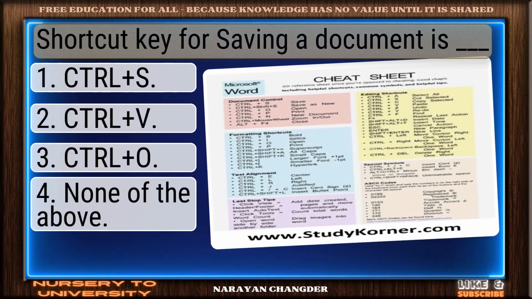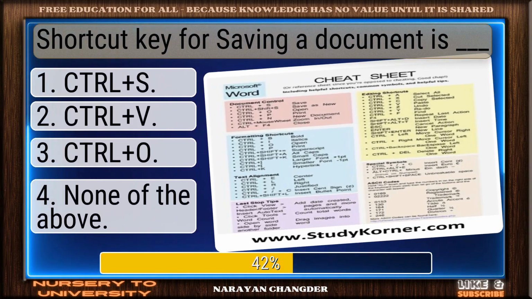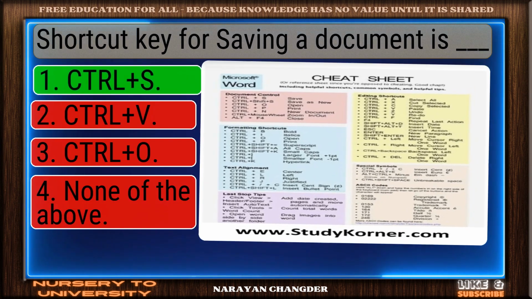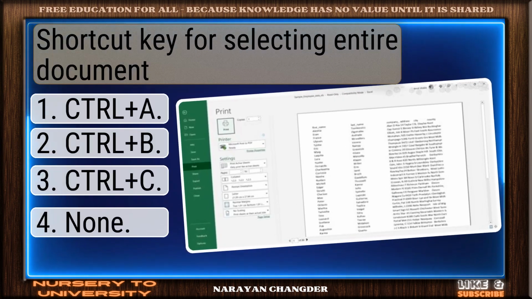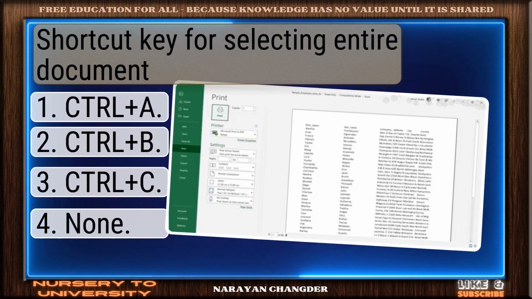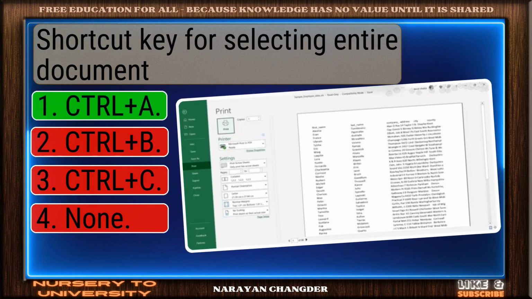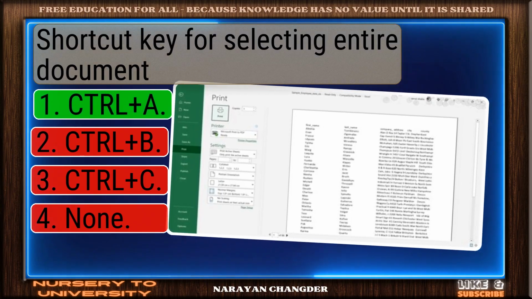Shortcut key for saving a document is Dash. Right again. Ctrl plus S is a valid answer. Shortcut key for selecting entire document. Well done. Ctrl plus A is the right choice.